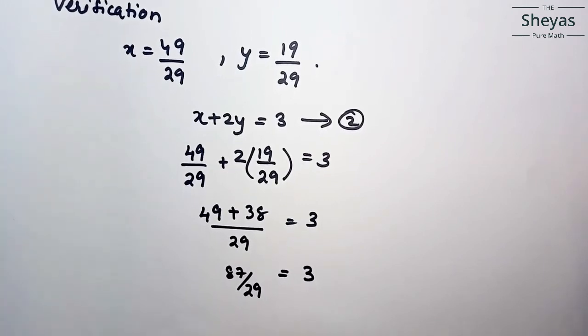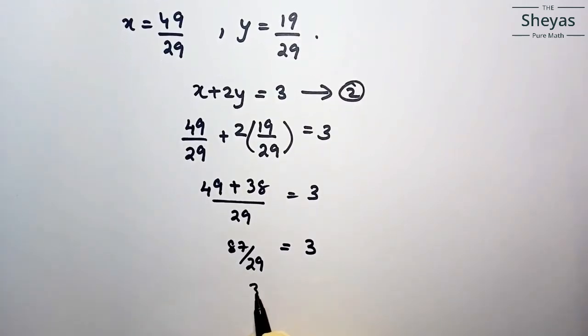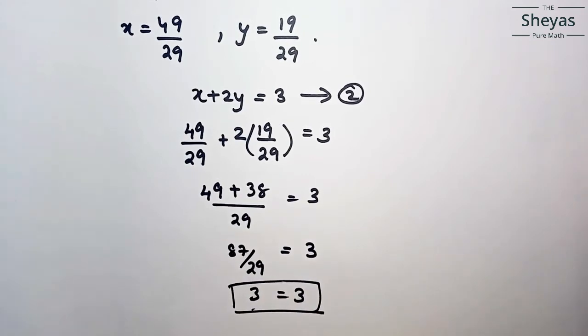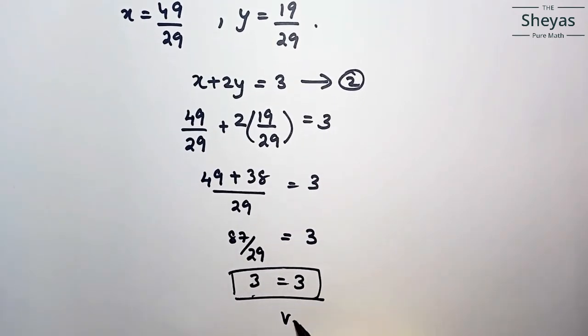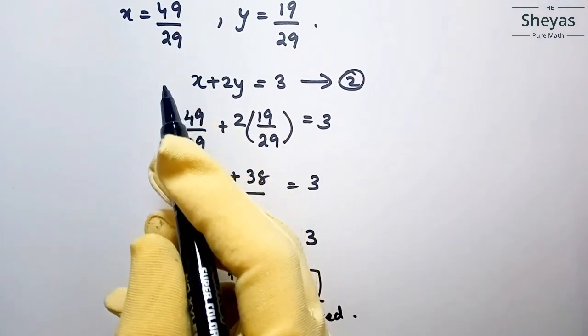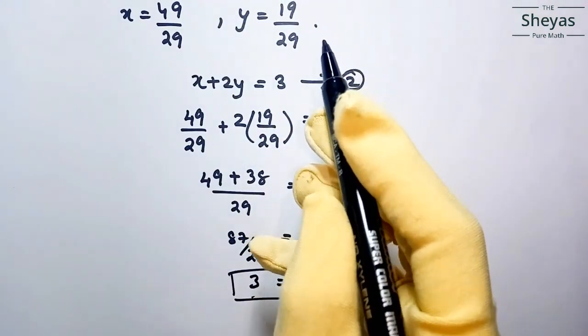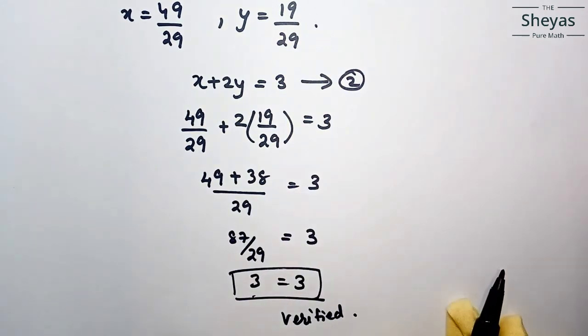And 87 by 29 is what? 3. You have got the same answer. 3 is equal to 3. So this value is equal to this value. Now you have verified, so your solutions are right. What answer you have got is right: x is equal to 49 by 29 and y is equal to 19 by 29 is right.